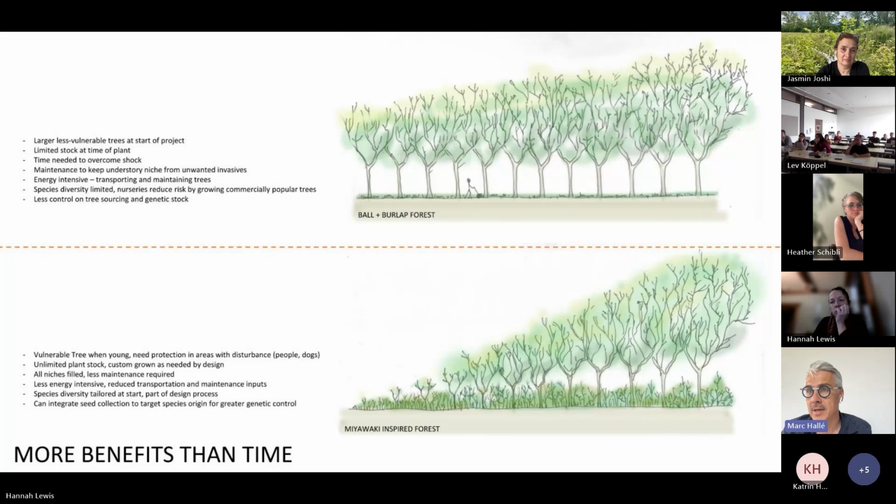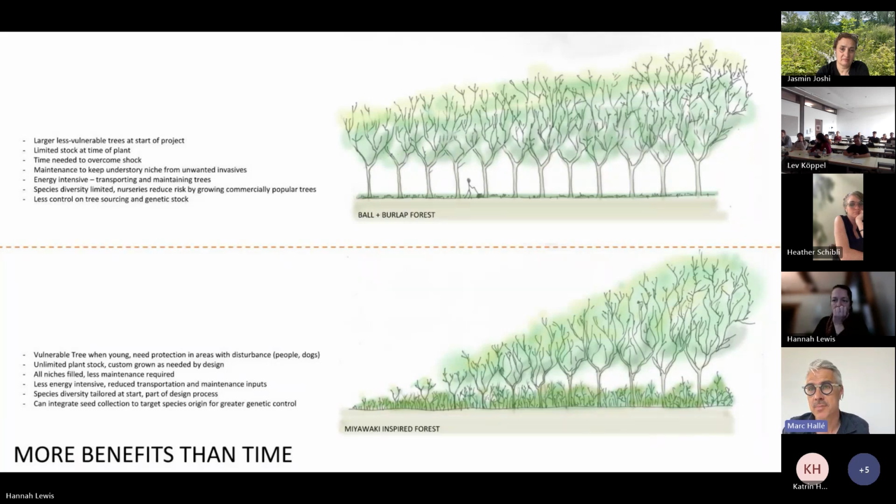The time needed to overcome the shock for those roots to recover from their trauma. Maintenance to keep the understory niche from unwanted invasives. Because the niche, the subcanopy, the ground cover, below the high canopy level, there are a lot of opportunities for invasives to take root. So it needs a lot of manual maintenance.